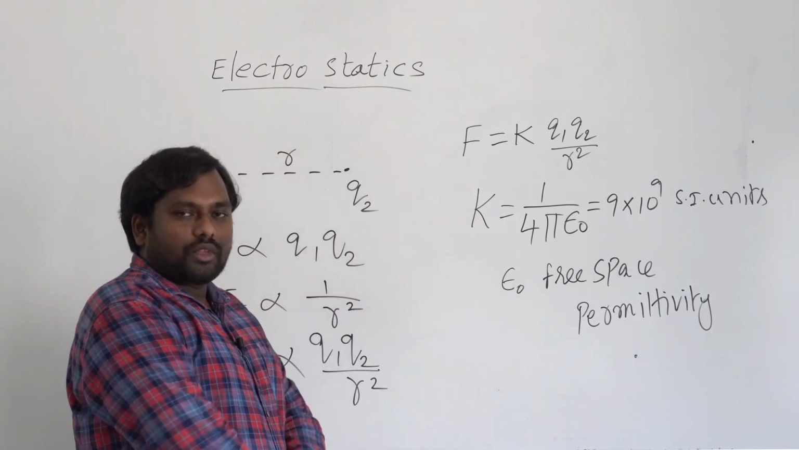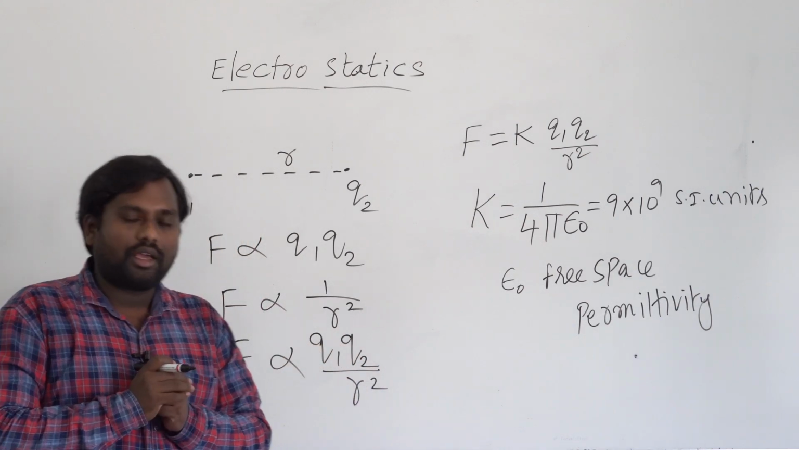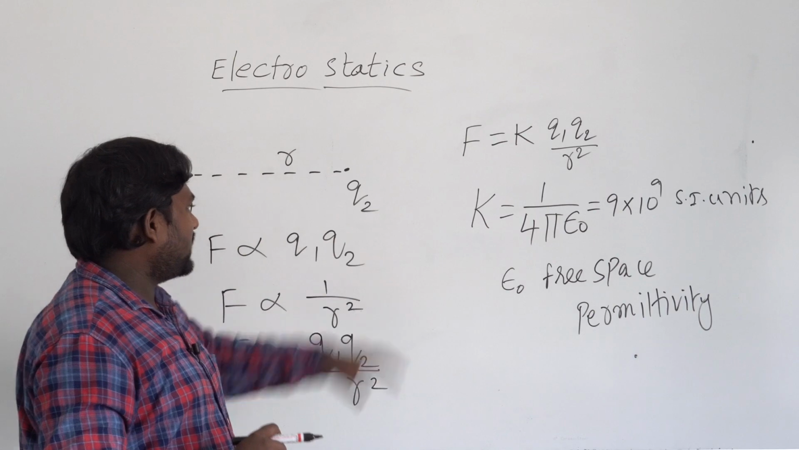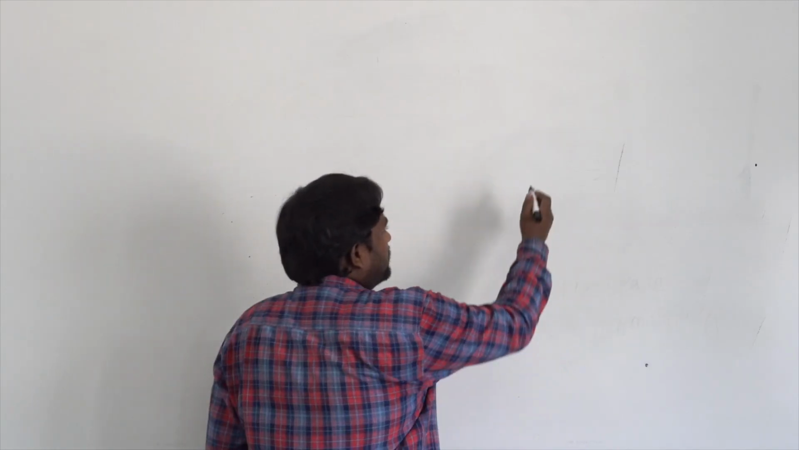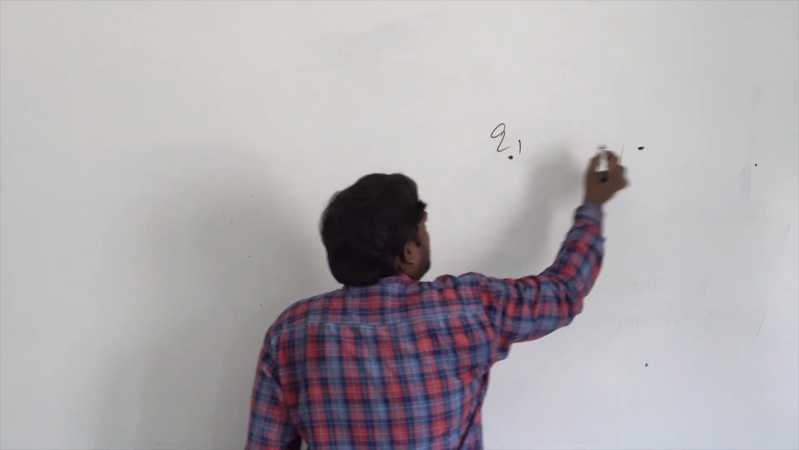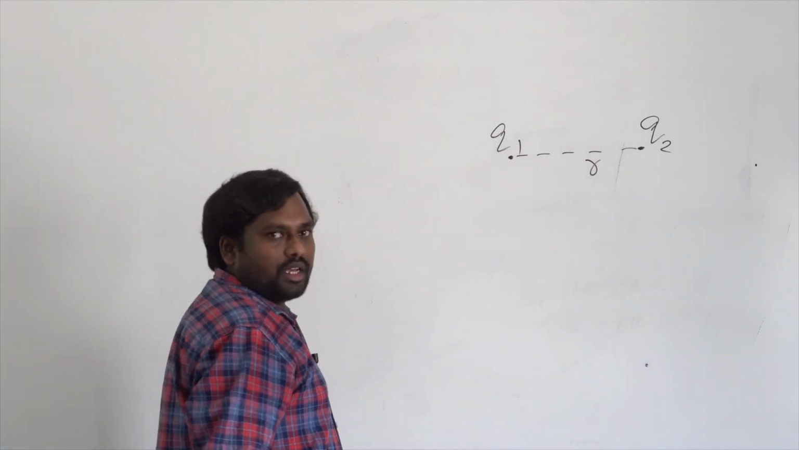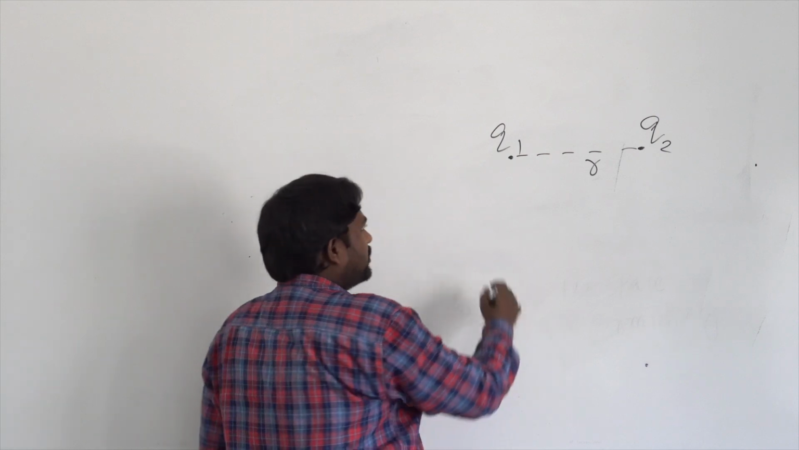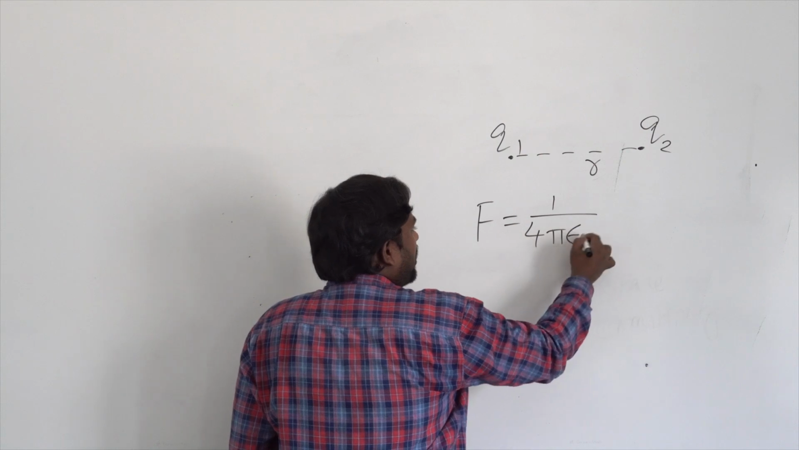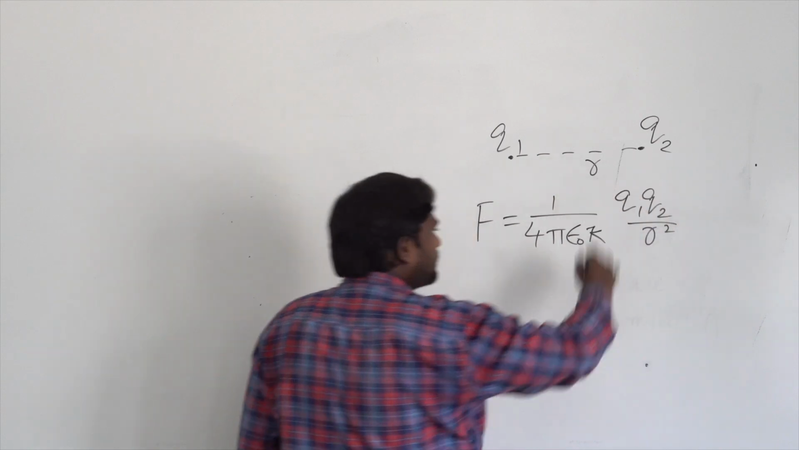And this is valid for point charges which are separated by some distance in vacuum or air. If they are separated by some distance in any medium, then the expression would be different. Let us consider 2 point charges Q1 and Q2 separated by distance R in a medium. Then the force of interaction between these two charges is F equal to 1 by 4 pi epsilon naught K Q1 Q2 by R square.